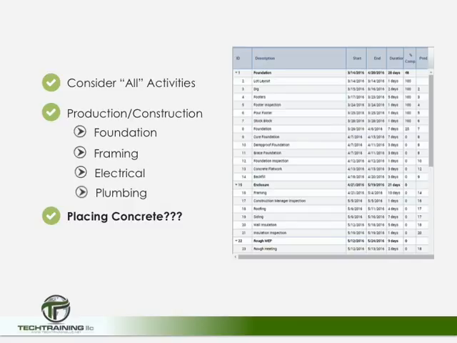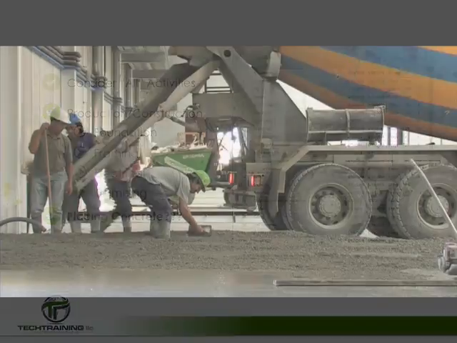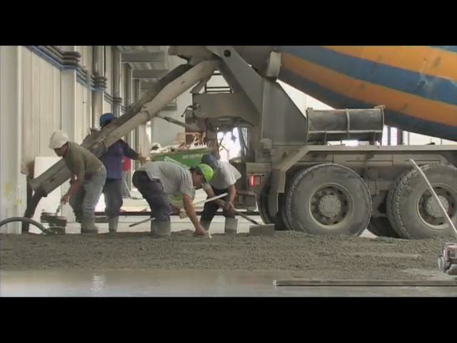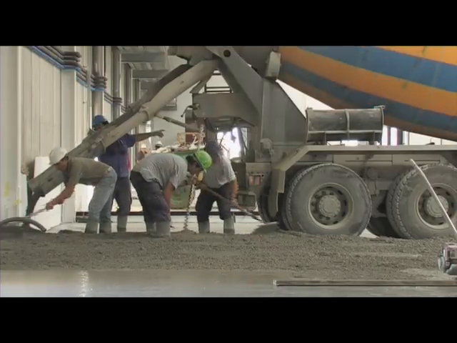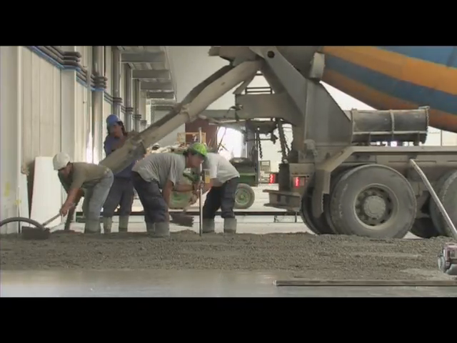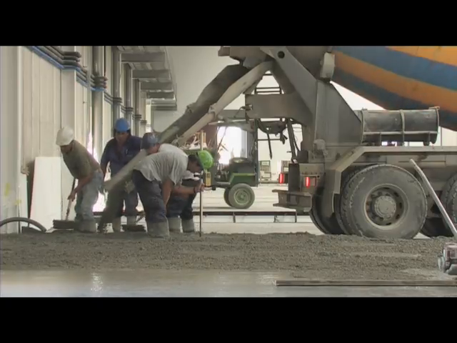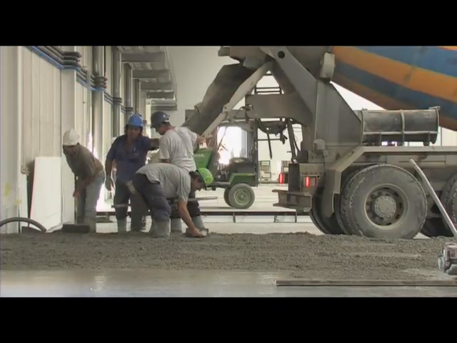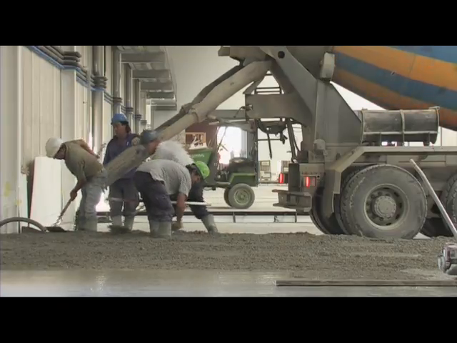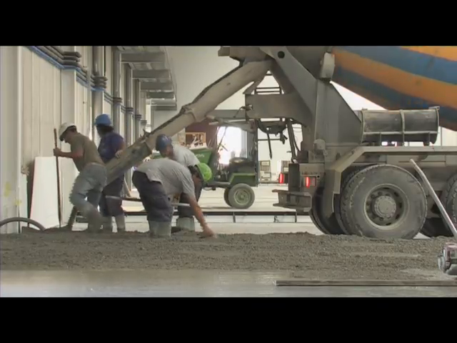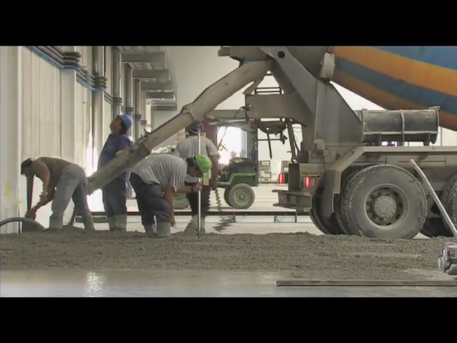However, here we still have to be careful. Let's consider an item such as placing concrete. The concrete placement itself is only going to take one day, but time is of the essence. Can we use the concrete the next day to set up equipment on? Absolutely not. But here we must still consider our most important resource, and our most important resource is time.